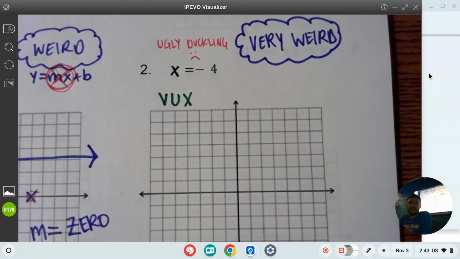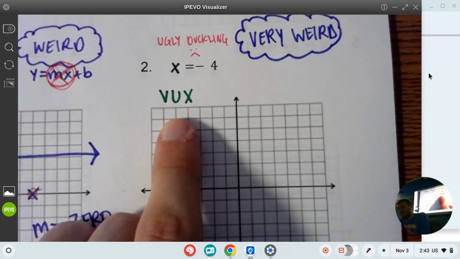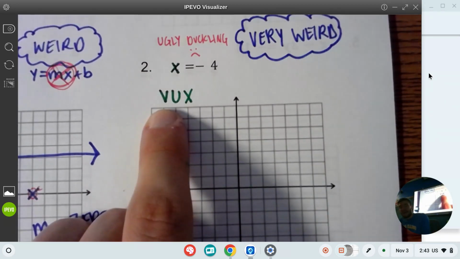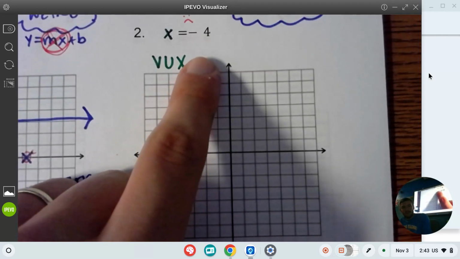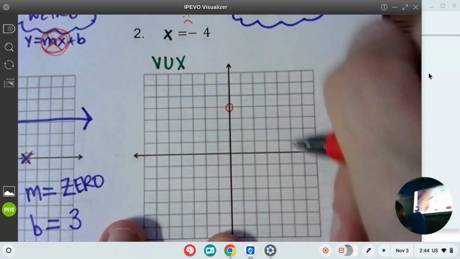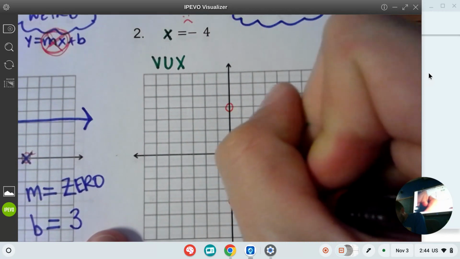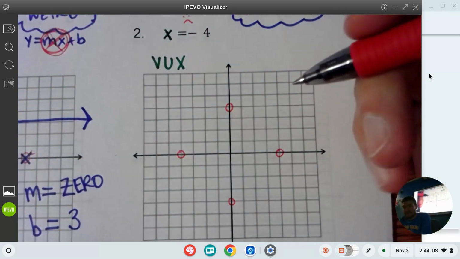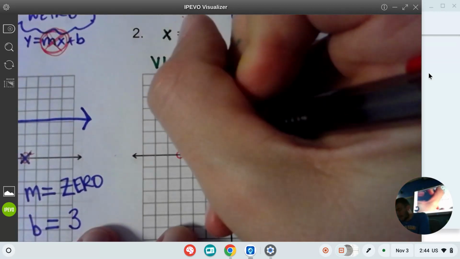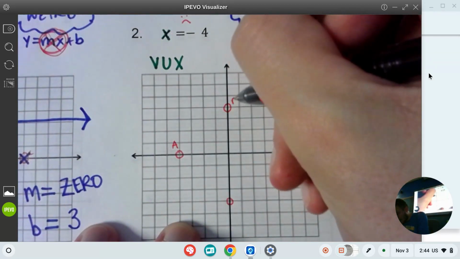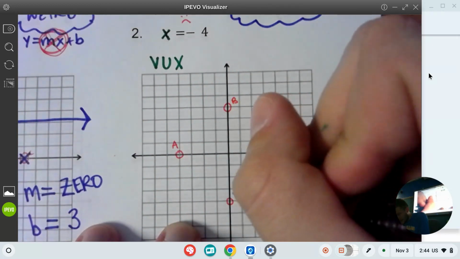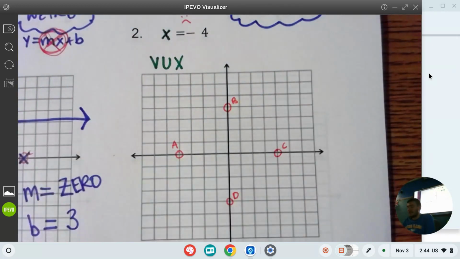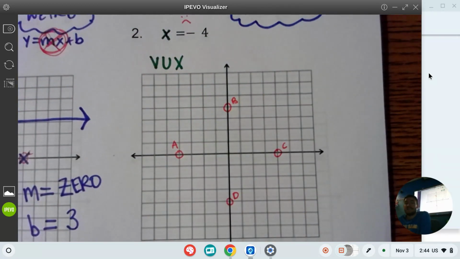I'm sorry. Thank you. So, we have Vux, and Vux reminds us that we have vertical. Same thing as before, the number's -4, so there's kind of 4 different places that you might put this first dot, and I'll tell you right now, if this was a multiple choice question and we asked the class, there would be a lot of mistaken people. So A, B, C, D.